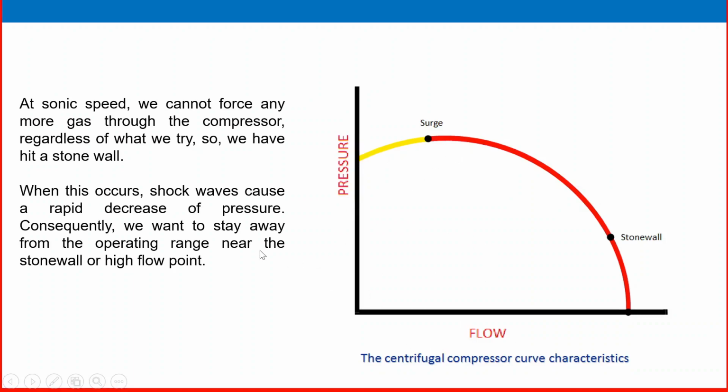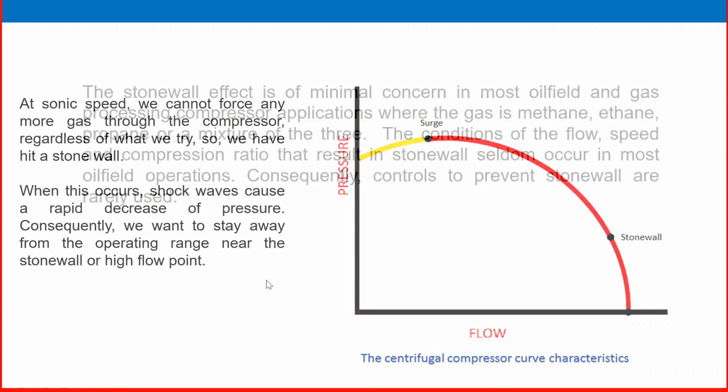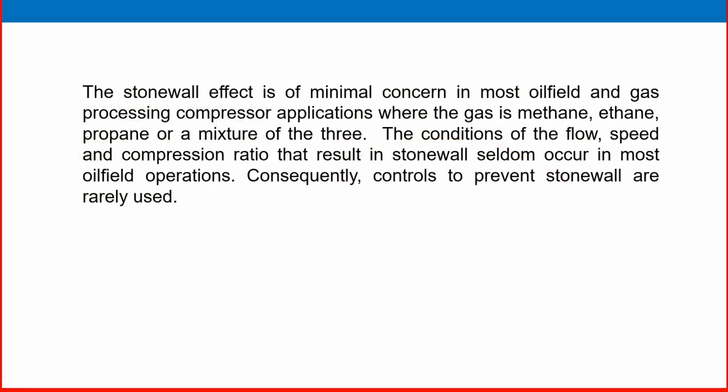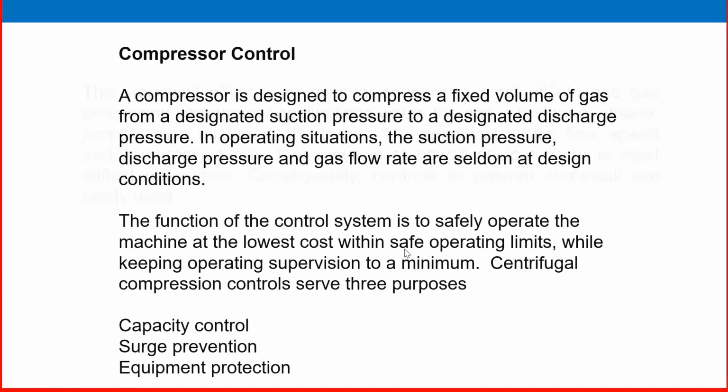Pressure and flow are the variables. When this occurs, stone wall causes a rapid decrease of the pressure. Consequently, we want to stay away from the operating range near the stone wall at the high flow point. The stone wall effect is of minimum concern in most oil field and gas processing compressor applications where the gas is methane, ethane or propane or a mixture of the three. This condition of flow, speed and compression ratio that will result in stone wall seldom occurs in most oil field operation. Consequently, controls to prevent stone wall are rarely used.